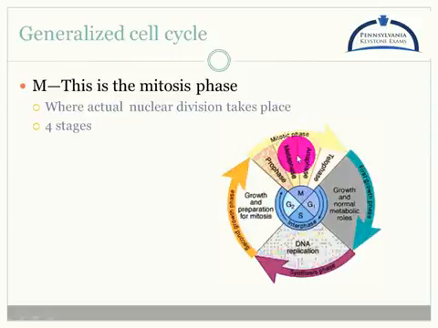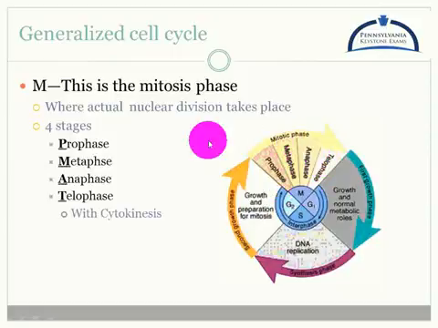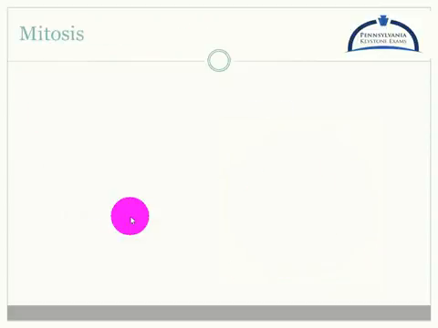We have prophase, metaphase, anaphase, and telophase. Telophase also has this other stage that happens at the same time, cytokinesis, and we'll mention that when we get to telophase. But right now, I just think PMAT is how I remember it. Prophase, metaphase, anaphase, and telophase.